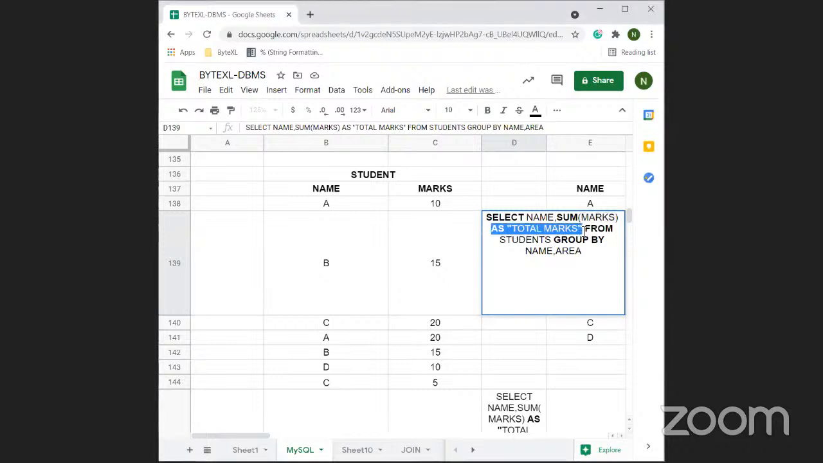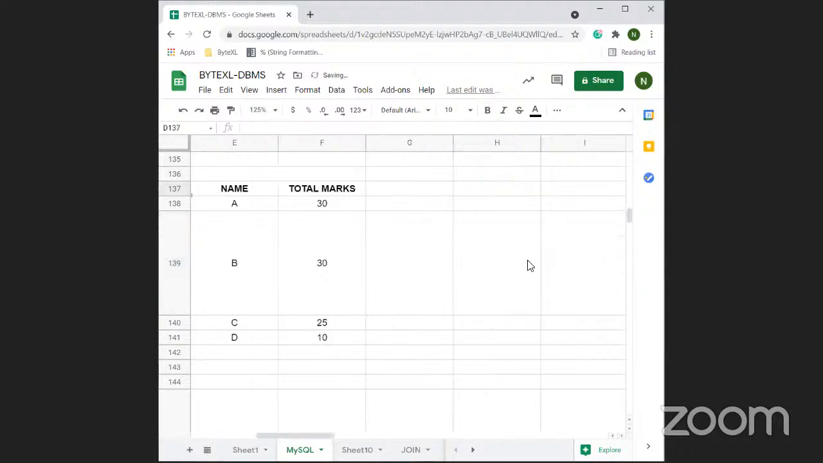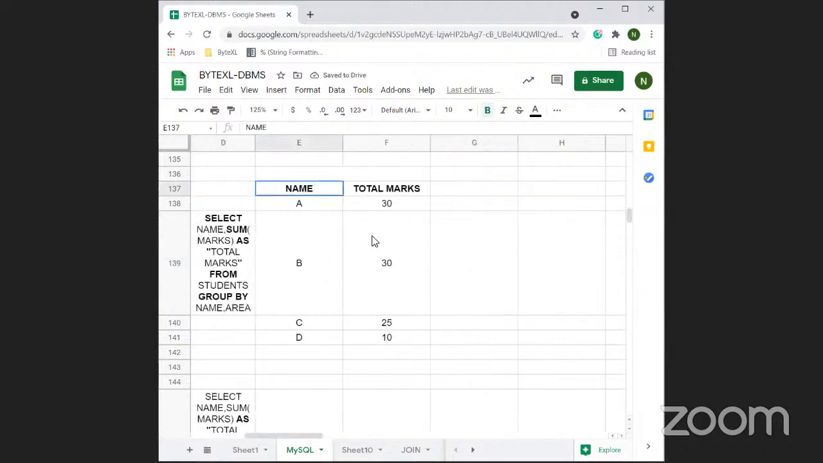Now this is called aliasing. Whenever you see as in Python or DBMS, it is called a name alias, like aka, also known as. So a separate table with total marks as the column will be created. From students, we are taking group by name. That means all the A's will be grouped together, all the B's together, C, D, everything, they will be grouped together. Then the sum of each mark will be calculated. So this is the answer.